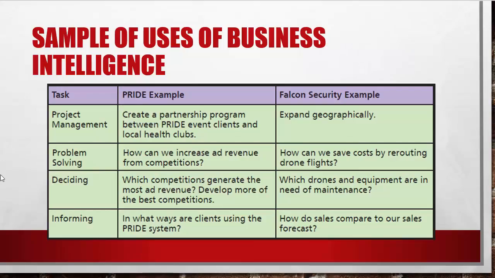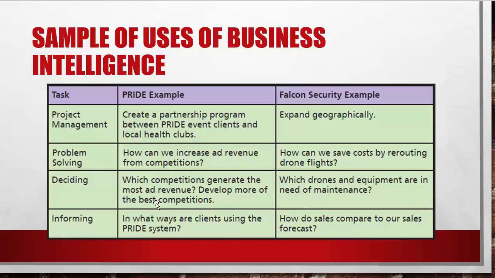So moving on, we have some slides from the book here in terms of how the data can be used in business intelligence. One is in the informing area, and we're using that prod example from the beginning of your book, and then the Falcon security example. So when it's informing, we're looking at doing things like a comparison, and then that data feeds into the next step, which is deciding on what to do.